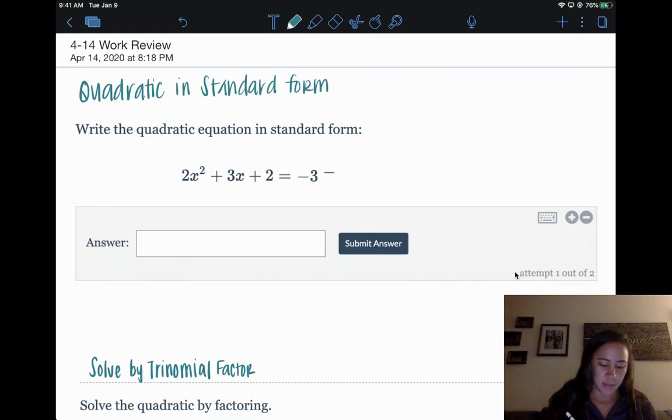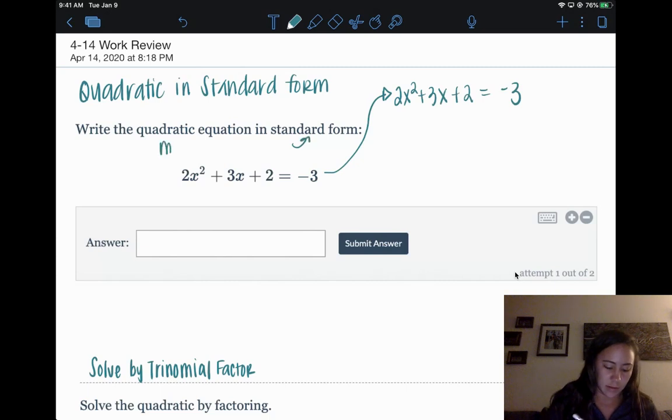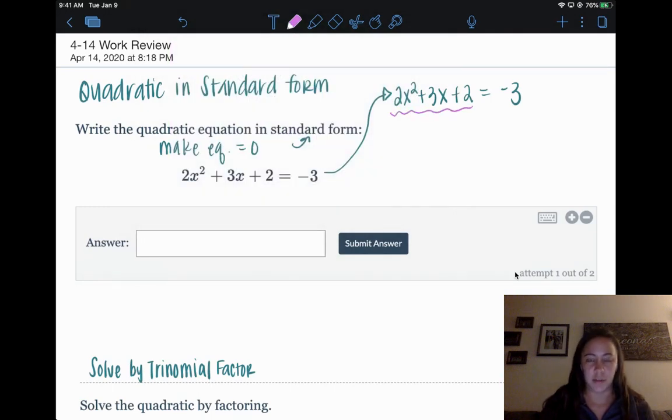If we take this example, I pulled these straight from DeltaMath. If we have 2x squared plus 3x plus 2 is equal to negative 3. Remember, standard form, you want to make the whole equation equal to 0. So get everything to one side of the equation sign. If you look here, we have multiple things going on, but the majority of our stuff lies on the left side of our equation. So how can we get that negative 3 to the other side? Let's start by adding 3 to both sides.